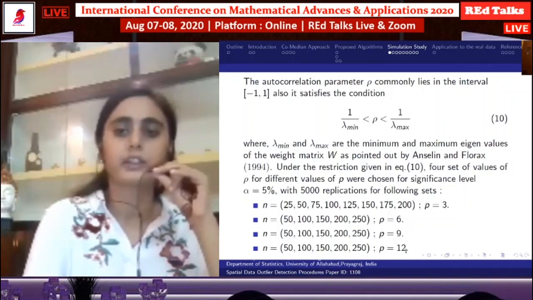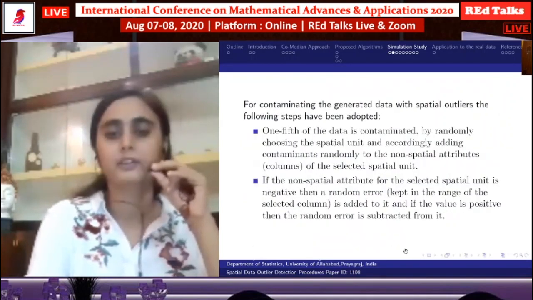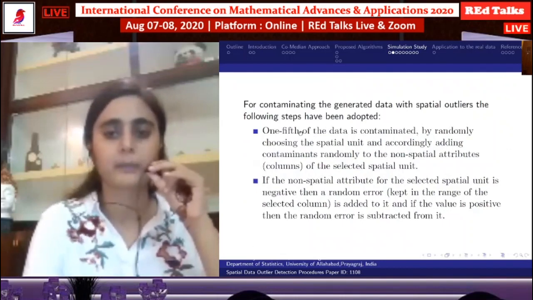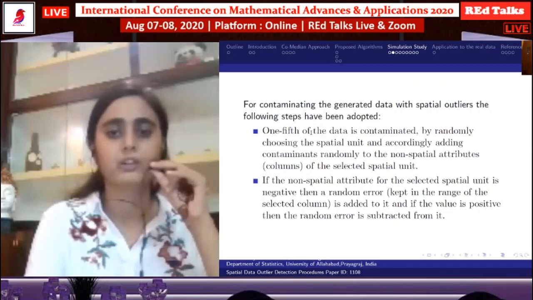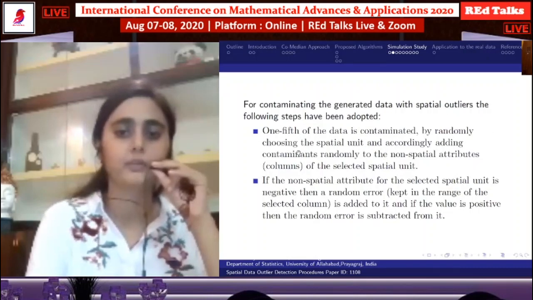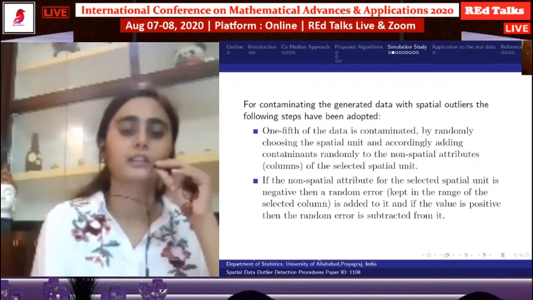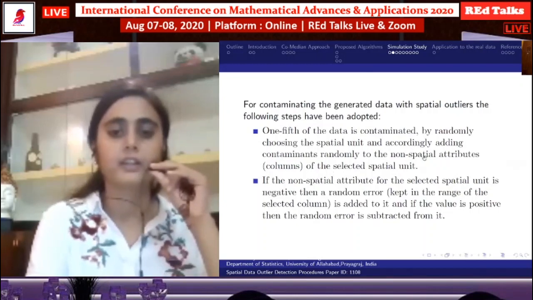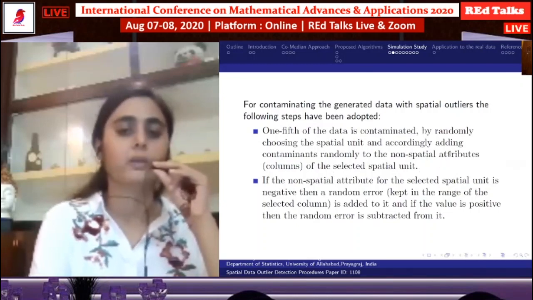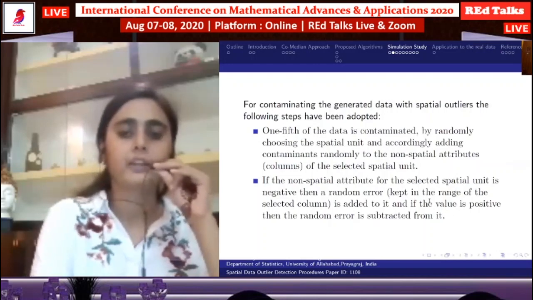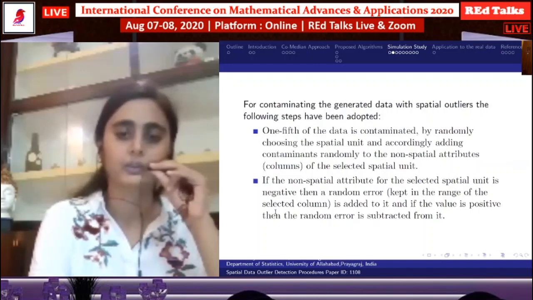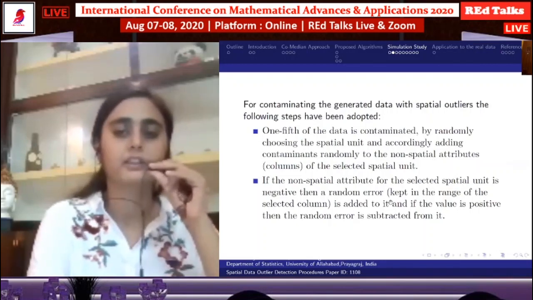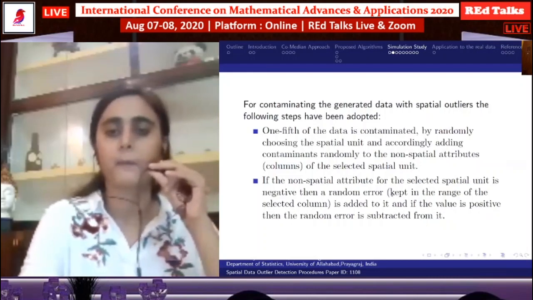Also, the data is contaminated by spatial outliers by considering 1/5 of the data to be contaminated, randomly choosing the spatial unit and accordingly adding contaminants randomly to the non-spatial attributes of the selected spatial unit. And if that non-spatial attribute happens to be positive, then a random error kept in the range of the selected column is subtracted from it, and if it is negative, then it is added to it. So this step ensures that the added contaminant is spatial and not a global outlier.